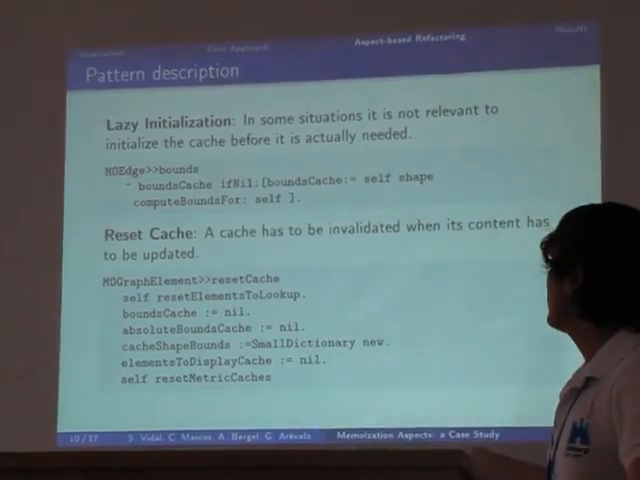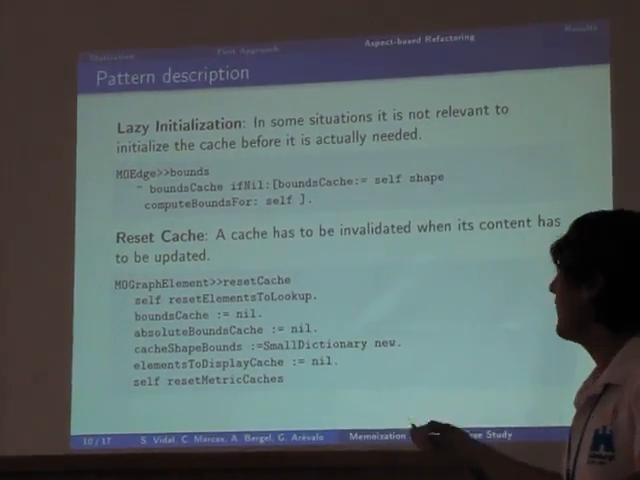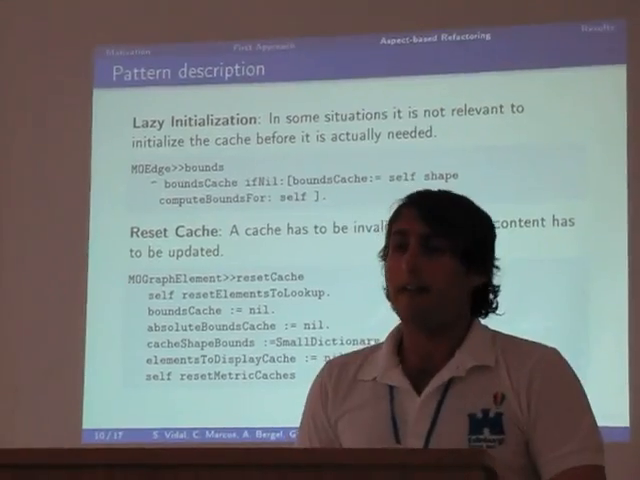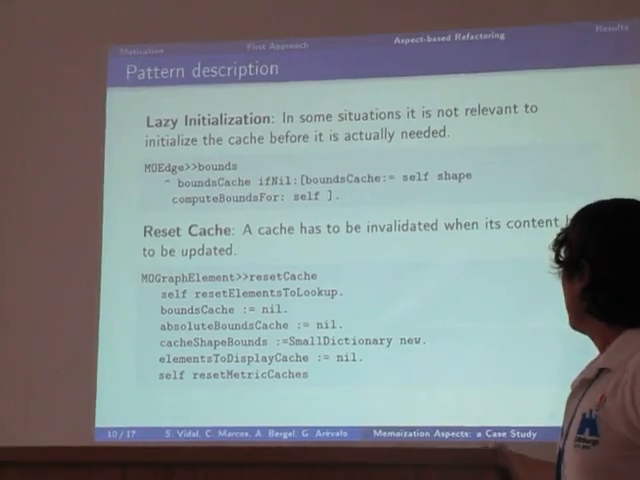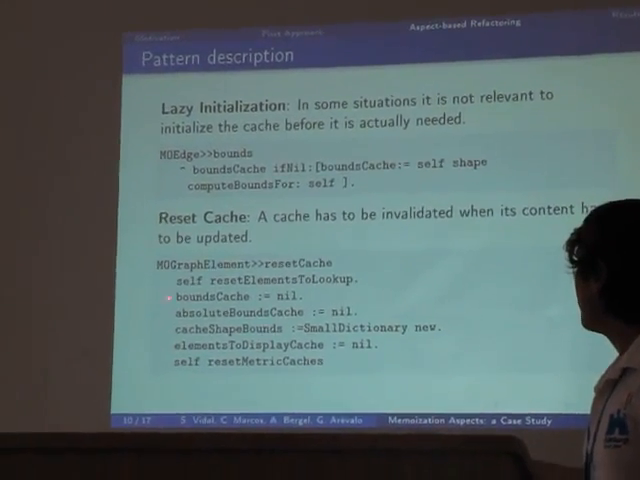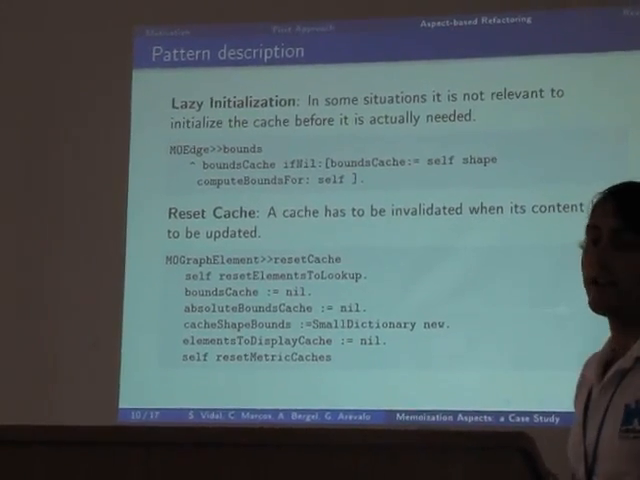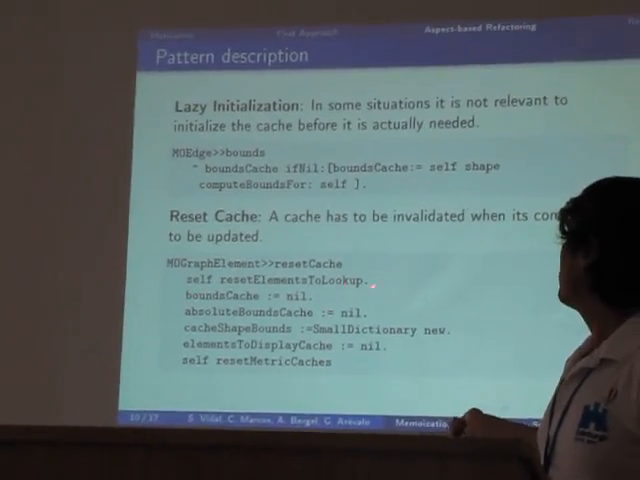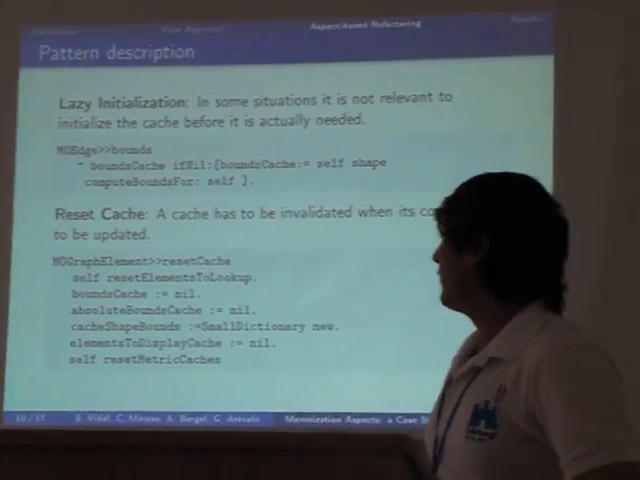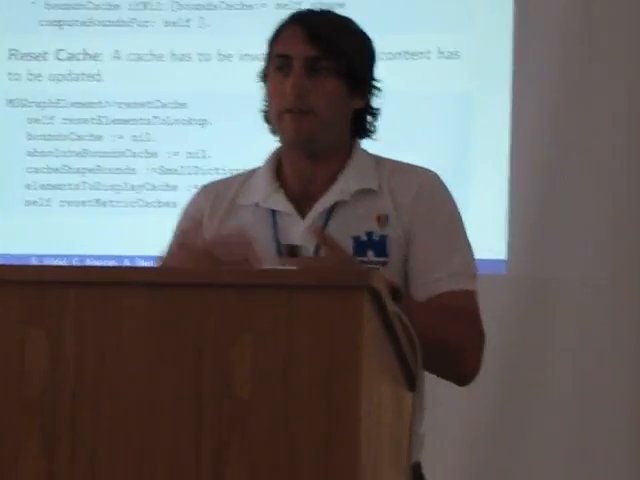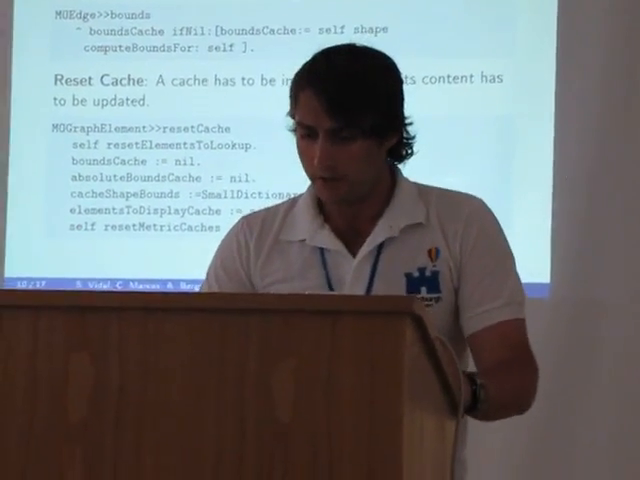Similarly, reset cache is when we have to invalidate the content of the cache. And in this case, we have here 4 instances of the reset cache code pattern. Well, the variable is set to nil, or the variable is set to a new object. It depends on the structure of the cache, of course.